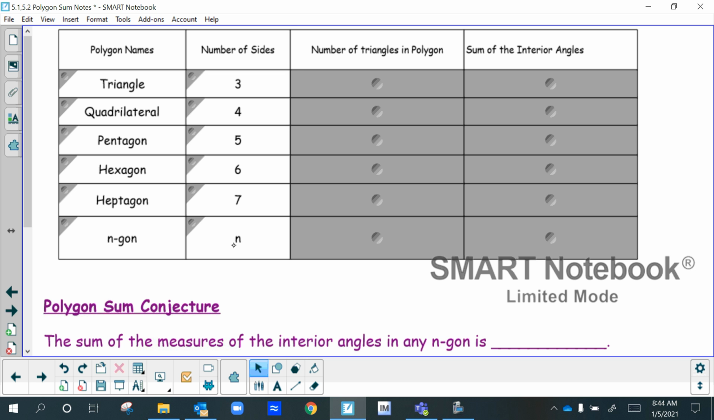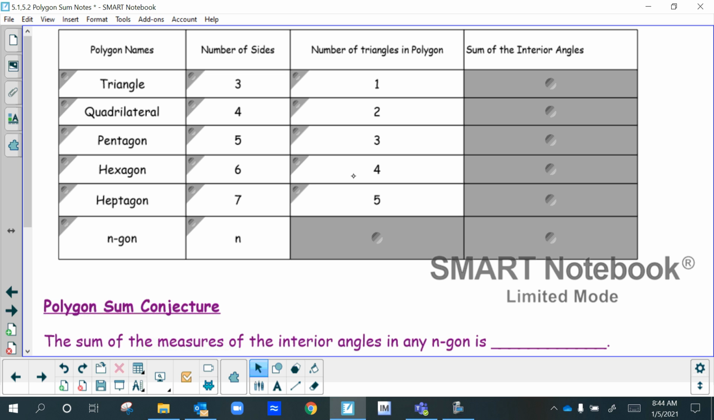So how many triangles are in a triangle? Only 1 triangle. Notice it's 2 less. And then we just did those 3. And so how many triangles are going to be in the heptagon? 5 triangles. And so when you think about this number, that's all you have to do. It's always going to be 2 less.